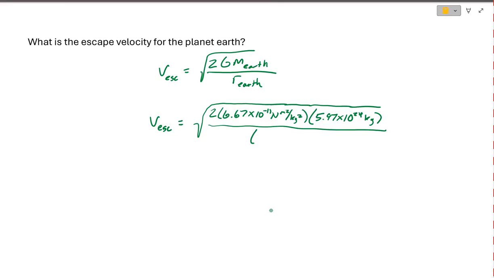10 to the 24th. And then the radius of the Earth in meters, to the surface of the Earth. Exactly. 3,963, oh, that's miles, miles is no good. In meters, 6.38 million. Okay, 6.38 times 10 to the 6th meters.